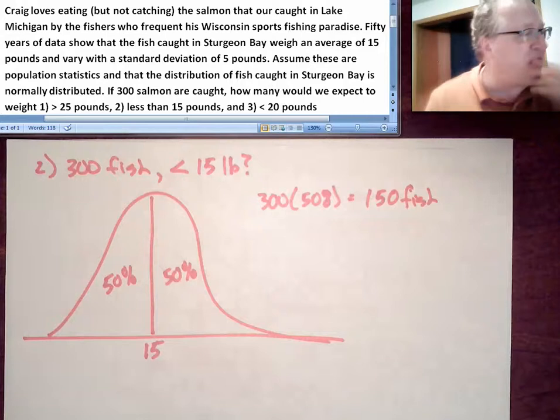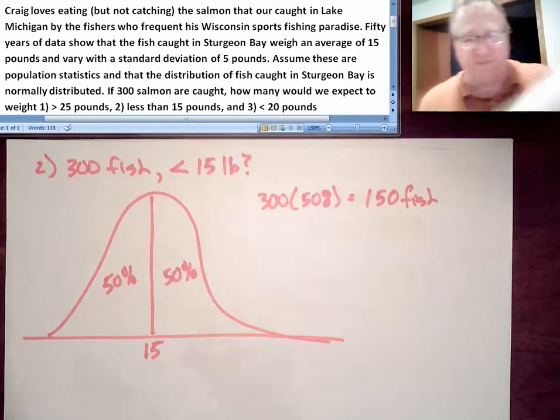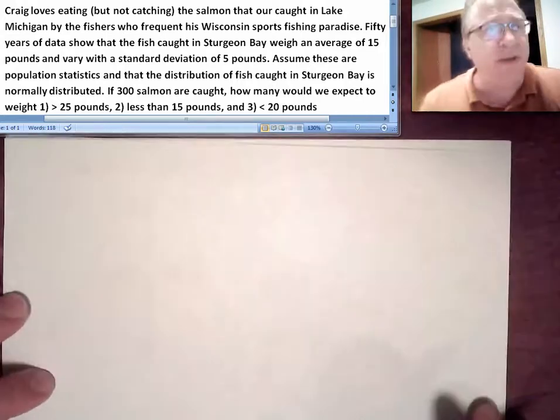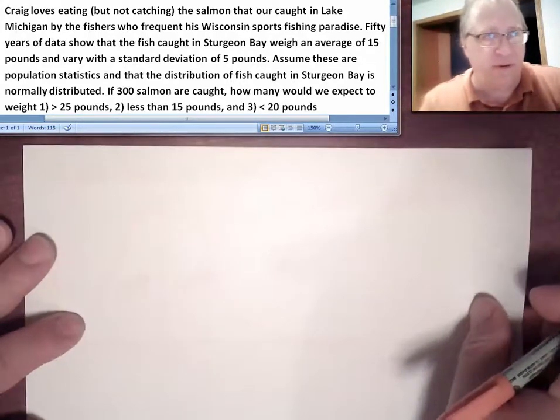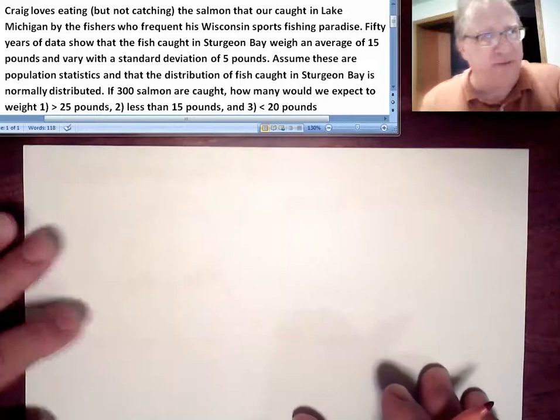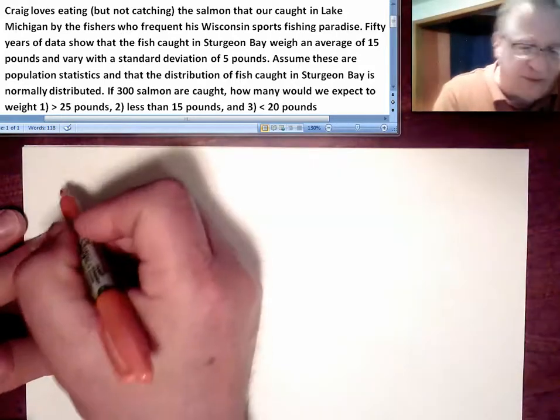All right, let's move on to our third question. Sorry. Got to get better lighting in the future, don't I? These flashes are killing me too.